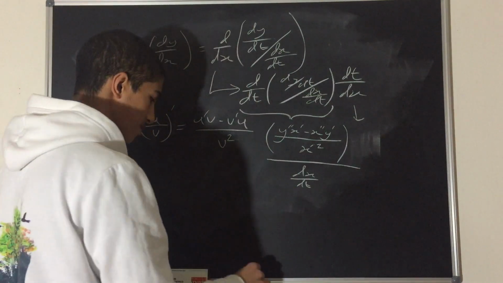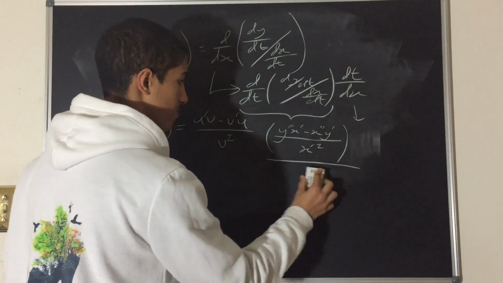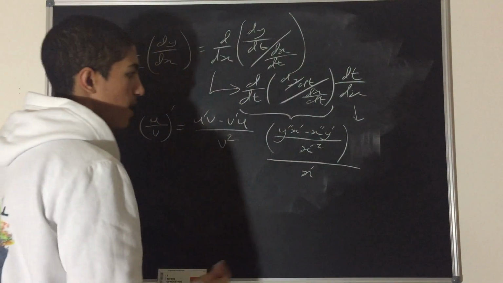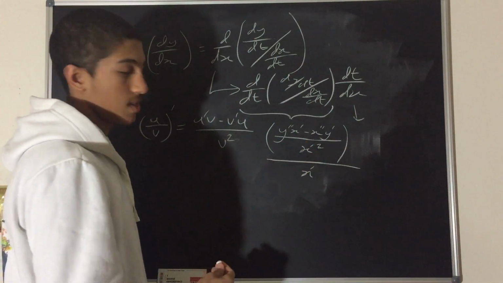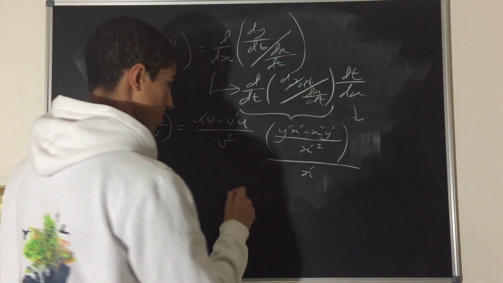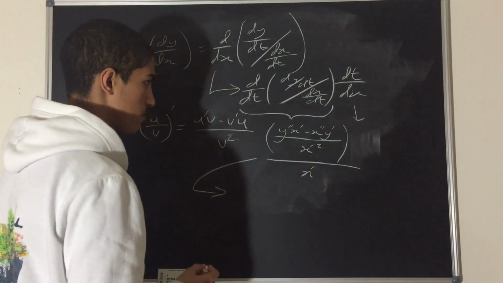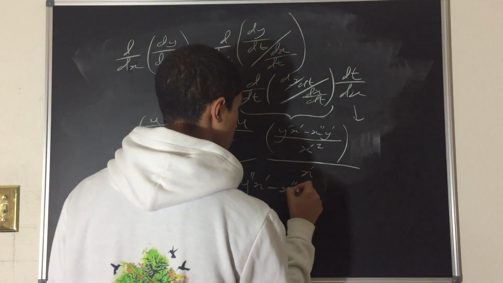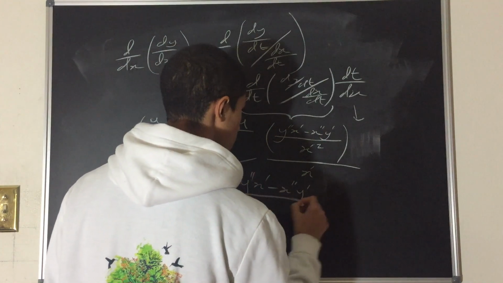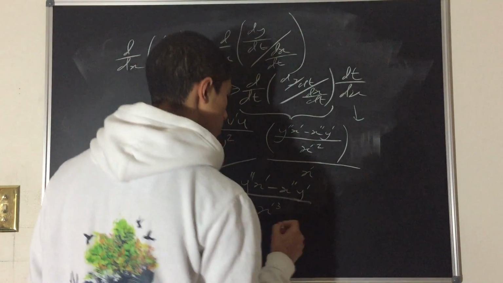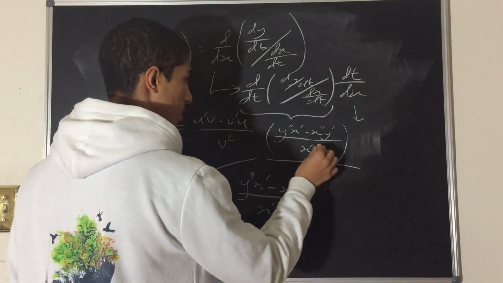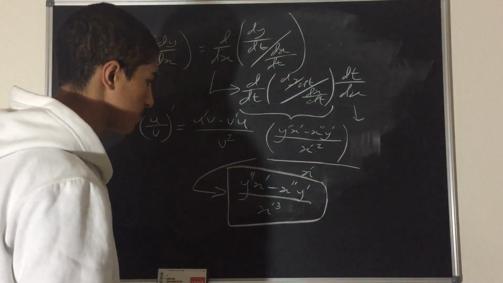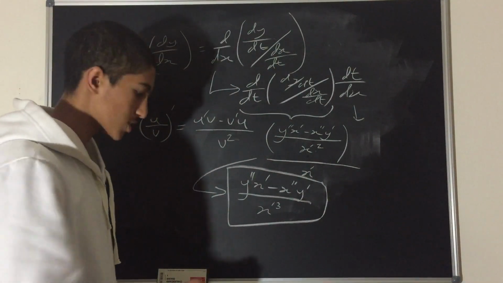And what is dx by dt? dx by dt is also x prime in my better notation. So now we have x prime squared on the denominator, and we also have x prime. So our entire second derivative of a parametric becomes y double prime times x prime minus x double prime times y prime, all divided by x prime cubed, because I multiply my x prime with my x prime squared. And this is my ultimate definition for the second derivative of a parametric function. Thank you very much, and goodbye.